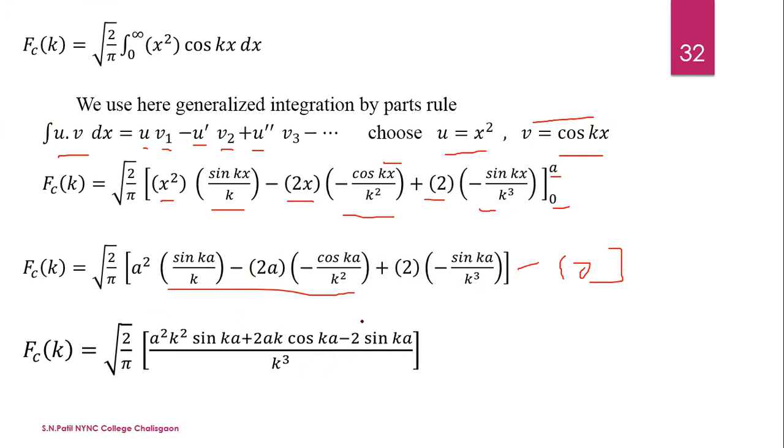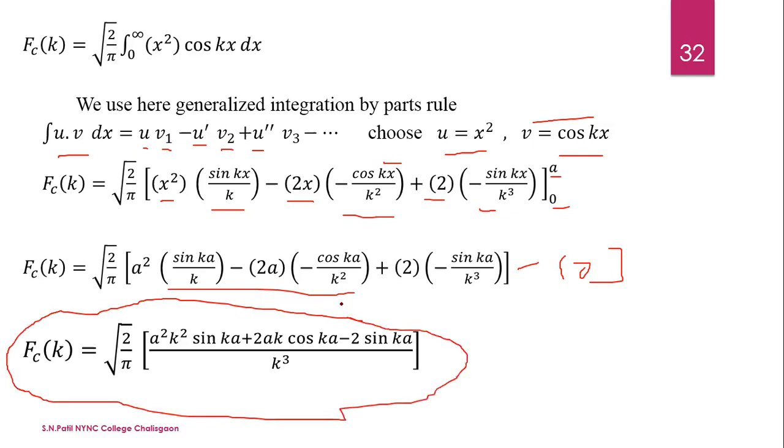So this is the required Fourier cosine transform of f of x is equal to x square when x lies between 0 to a, and 0 when x lies between a to infinity.